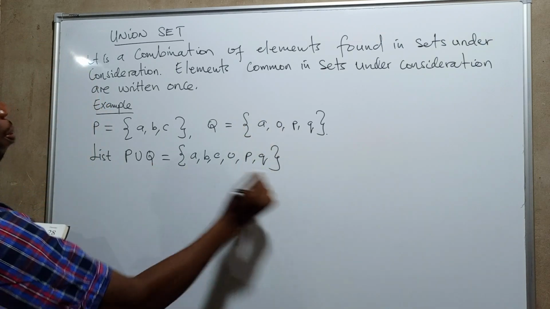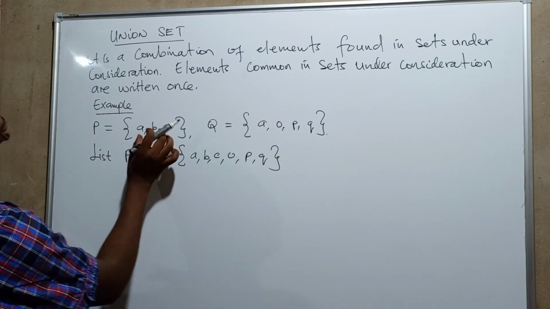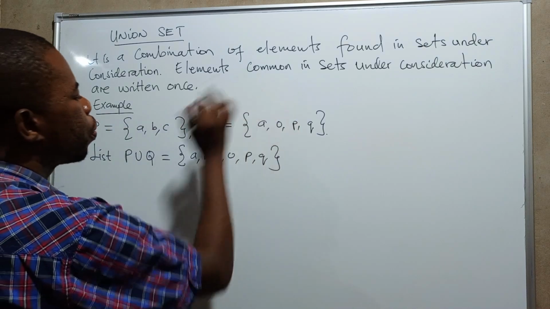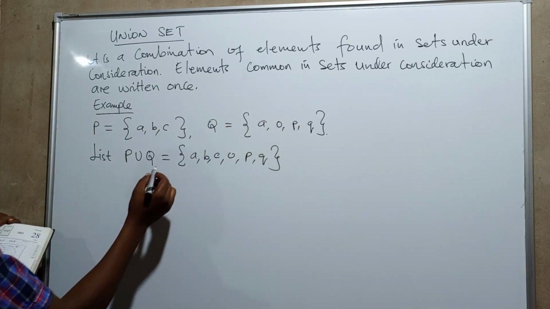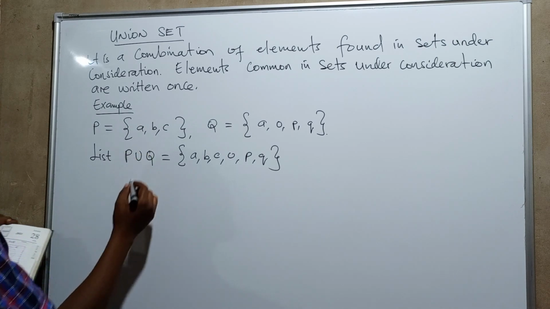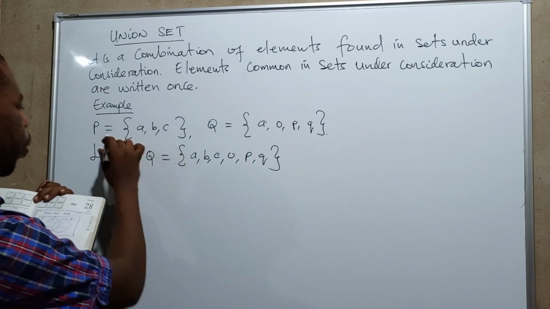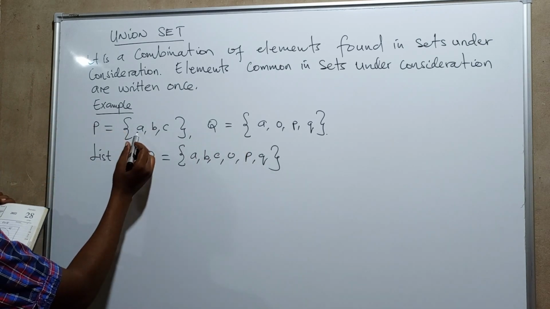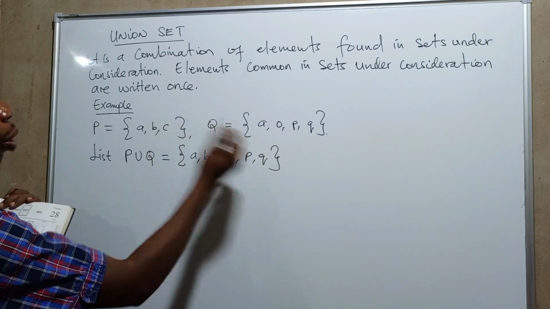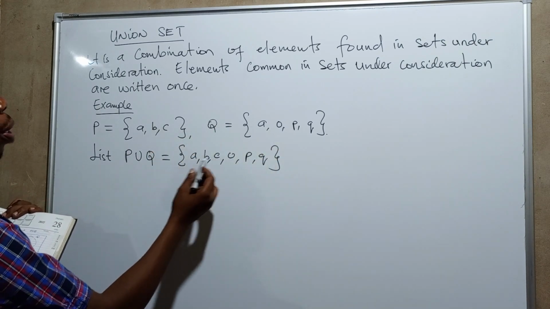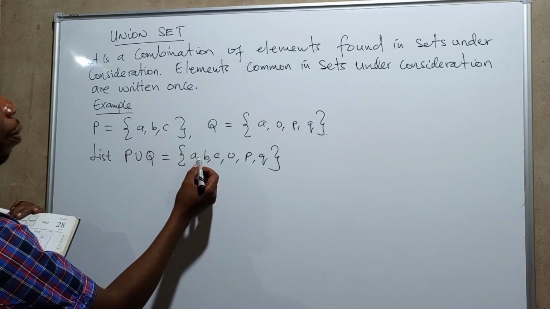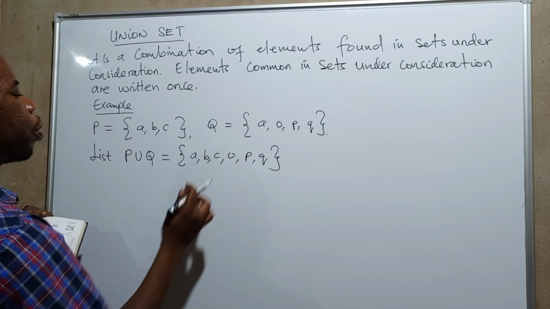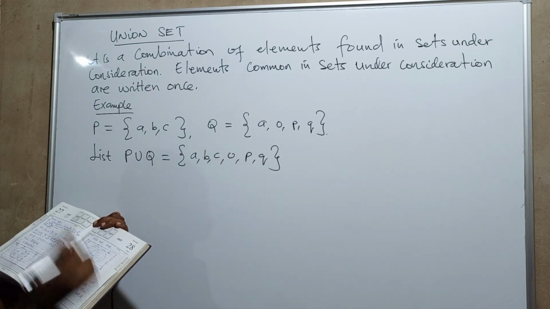Then this becomes the union set because we have combined elements in set P and elements in set Q. You combine them, but any element which is common in two sets, you write it once, like A. You don't say A is there and write it again. So that is the concept there.